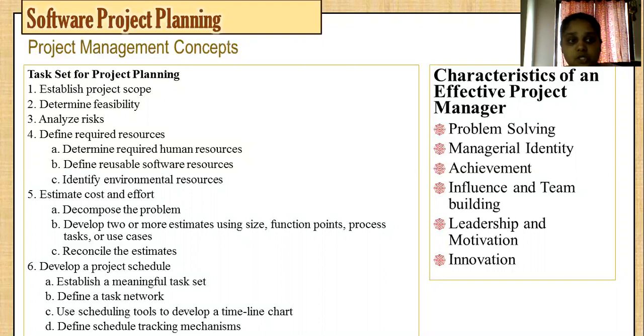Now, task set for project planning: you first have to establish a project scope. Now, what is a project scope? Project scope is nothing but you are trying to define the various types of functionalities that can be in your project. Functionalities can be your problem solving tasks, the features of the system, the various functions that are to be delivered to the end user, or they can be the input and output of your system. They can be the content that is presented to the user.